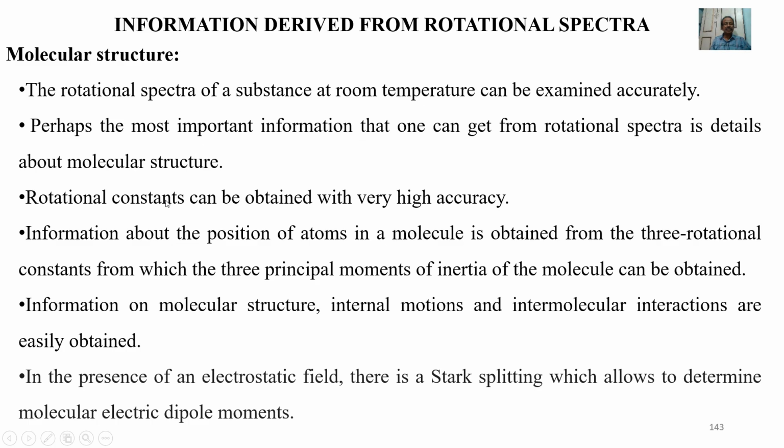Rotational constants can be obtained with very high accuracy. Information about the position of atoms in a molecule is obtained from the three rotational constants, from which the three principal moments of inertia of the molecule, Ia, Ib, and Ic, can be obtained. Information on molecular structure, internal motions, and intermolecular interactions are easily obtained.